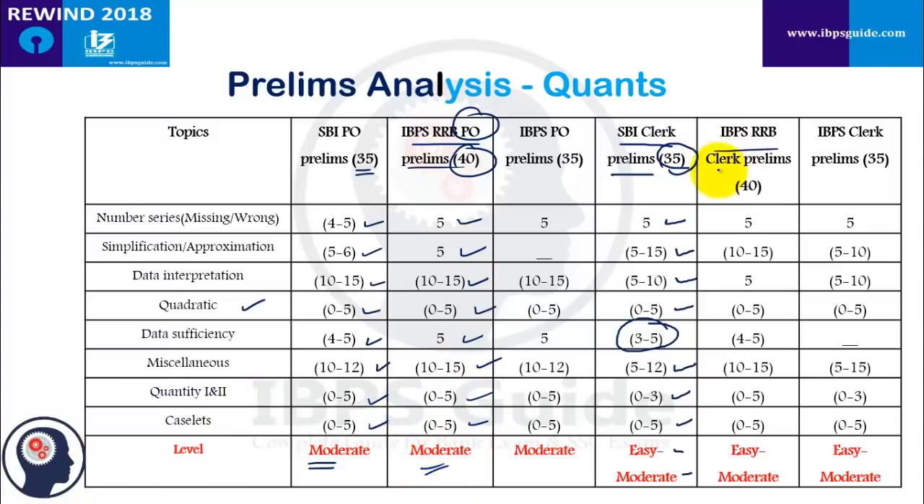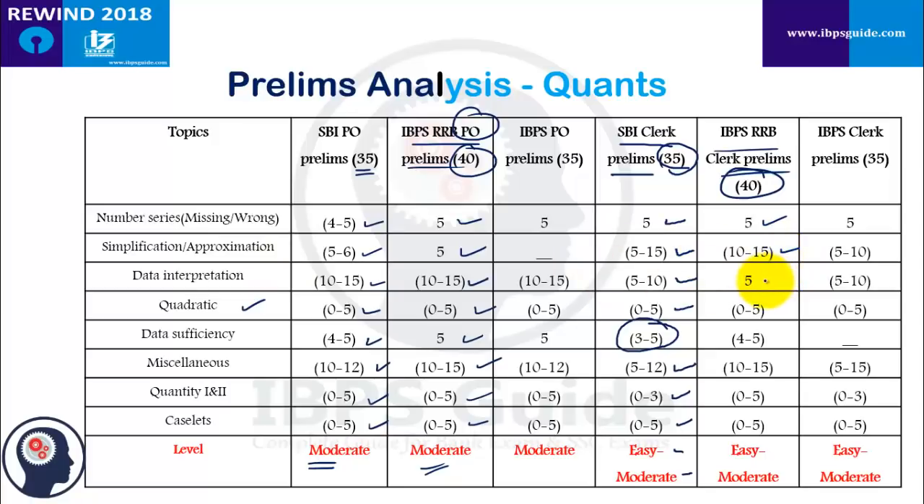Same for the IBPS RRB Clerk prelim. The number of questions is 40. Number series, missing or wrong: 5 questions. Simplification and approximation: 10 to 15. So you can see the simplification and approximation weightage is 10 to 15 questions in the clerk exam.